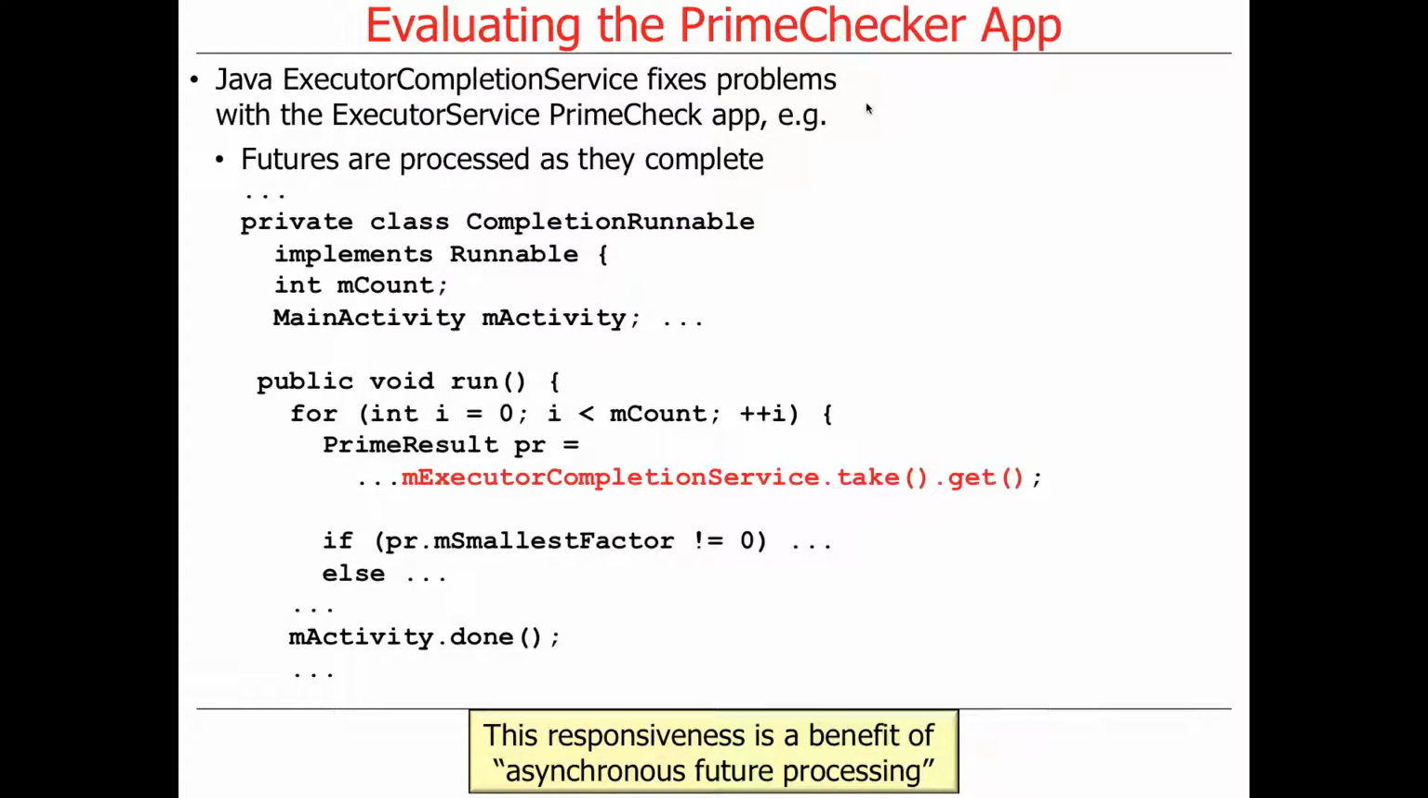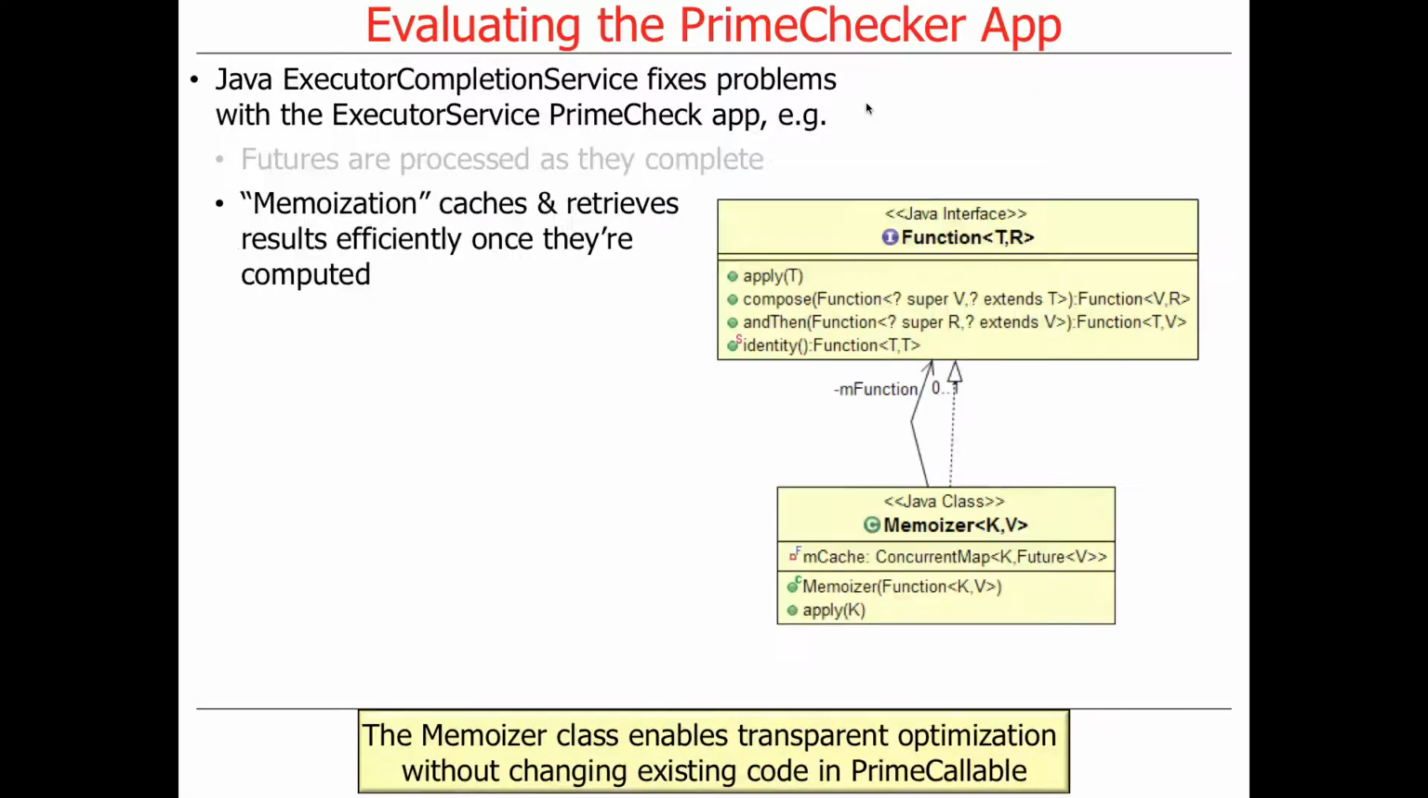The executor service gives you synchronous future processing because it returns synchronous futures that you have to store in a list and then iterate over the list and resolve in order. The executor completion service, in contrast, gives you this asynchronous future processing. Things are processed once they're done. So it's a little bit more responsive.